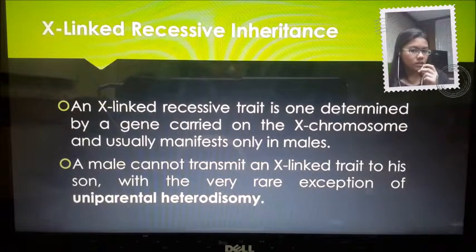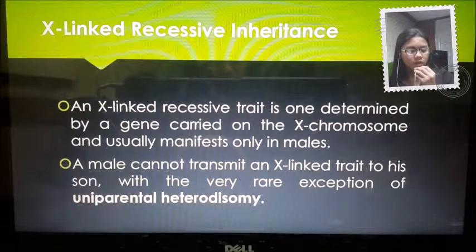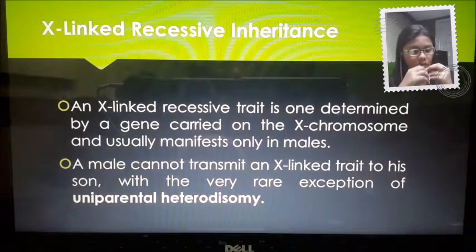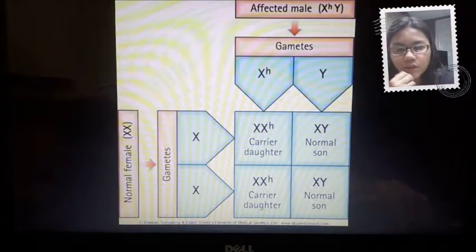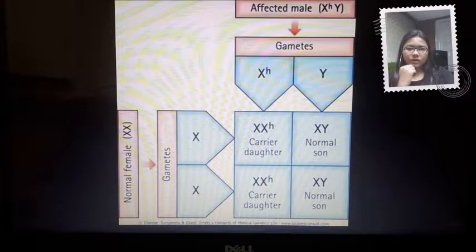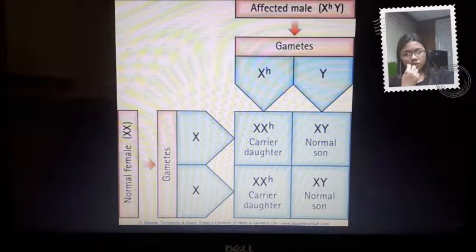So in this slide we have the term uniparental heterodisomy, which is when an individual inherits two different homologs from one parent through an error in meiosis. This is the Punnett square on how X-linked recessive inheritance works.